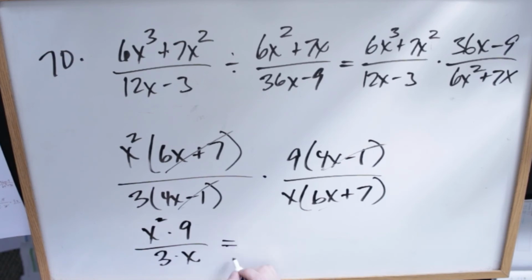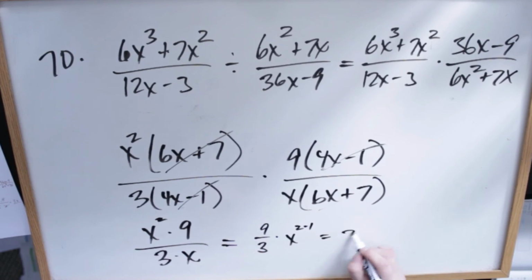So that means 3 goes into 9 3 times. X goes into x squared once. So if you want to think of it like this, you can have 9 over 3 times x to the 2 minus 1. And that's going to be 3 times x. So that's our final answer right there.